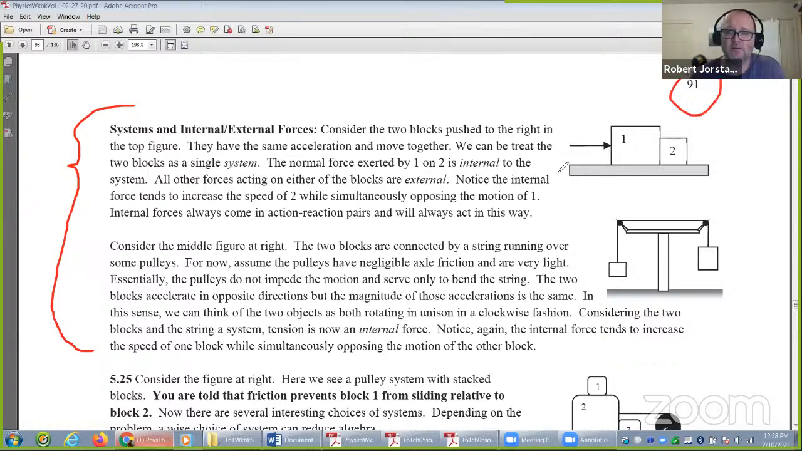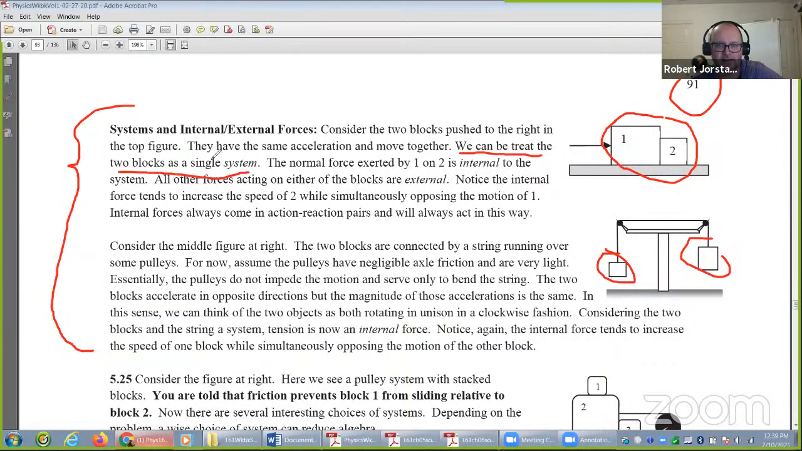In many problems you have two blocks next to each other. It turns out there's a cool shortcut we can use that applies to a subset of all physics problems. It does not apply to all physics problems. Before I explain the shortcut, I want to emphasize it is crucial that we can treat the two objects as a single system only if they have the same acceleration.